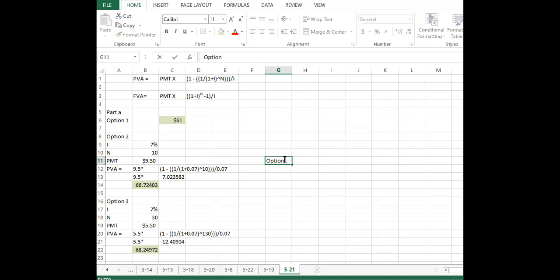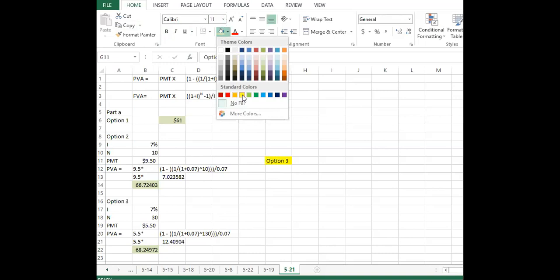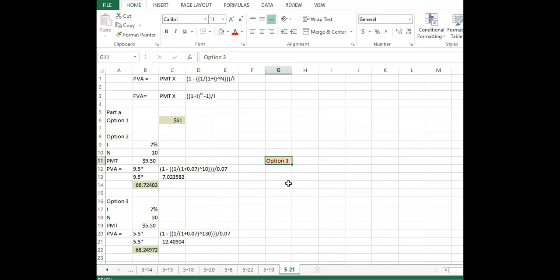So which option is the best option? Option 3 is the best option. Why option 3 is the best option? Because it has higher present value: 61 million, 66.7 million and 68.2 million. Okay, this was the part A with 7% interest.